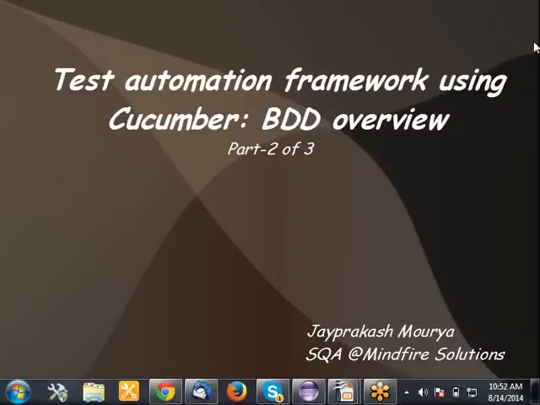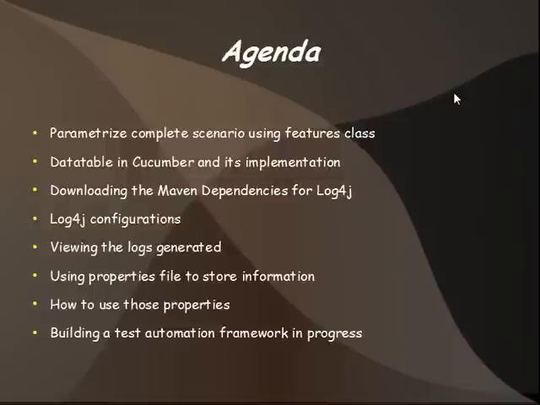So in the last session we discussed what BDD is, basically the concepts and all. And today we will do some more practical work in that. Basically, today I'll be covering these topics. Mainly, we will be parameterizing the complete scenario using the feature class. We will see what a data table in Cucumber is, and we will download some log4j. We will see some reporting stuff.